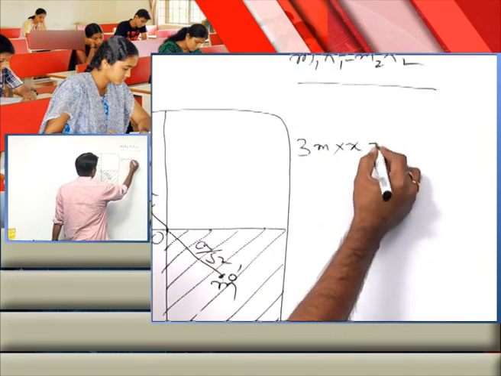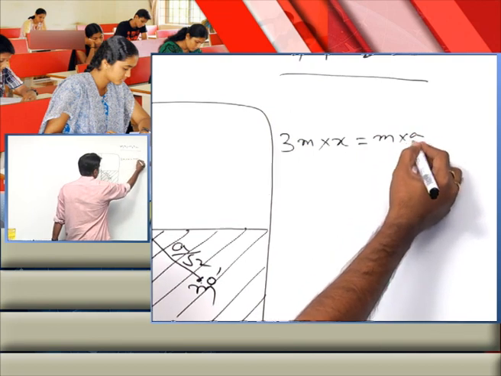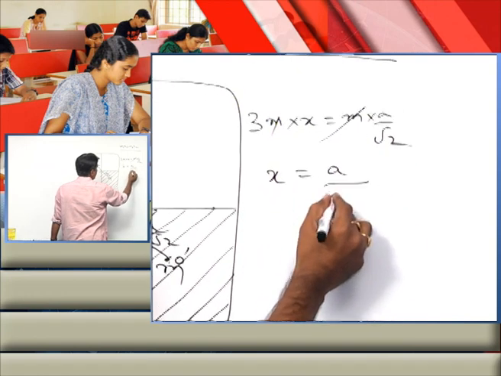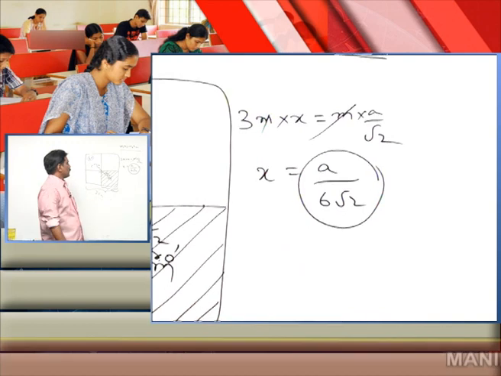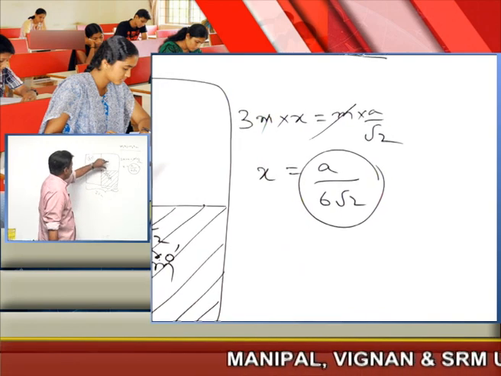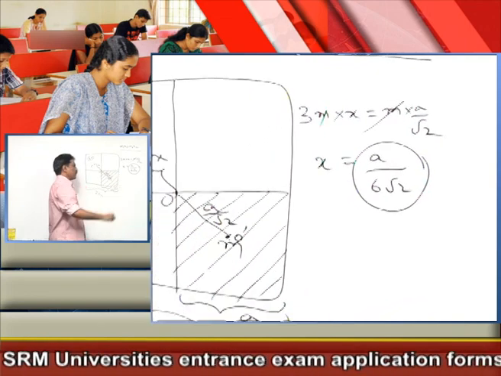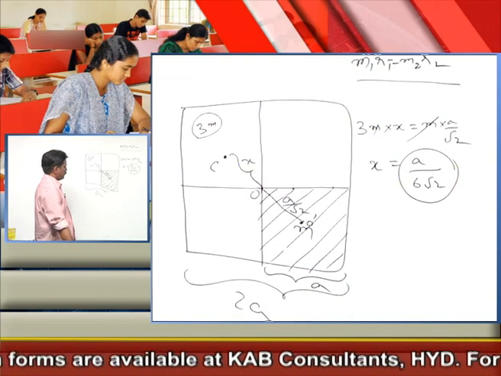3m into x is equal to m into a by root 2. So, x is equal to a by 6 root 2. So, this is the shift in center of mass. The center of mass of the piece will shift from O to C when you remove this piece. So, the shift will be equal to a by 6 root 2.